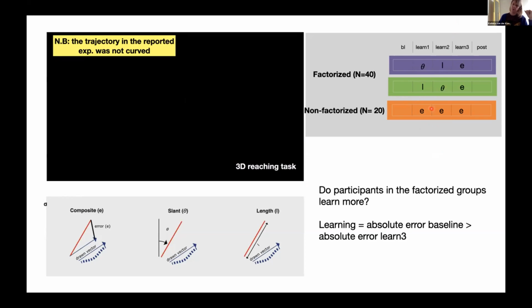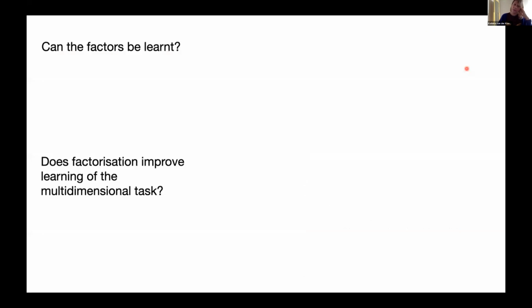We wanted to ask, do participants in the factorized groups learn more? So does the orange group learn less? We measured learning as the difference between the absolute error in the baseline phase without feedback and the third learning phase. We started out using frequentist statistics, non-parametric tests, because we're dealing with absolute errors. And based on reviewer comments, we also added Bayes factor for interpretation of the strength of the evidence.